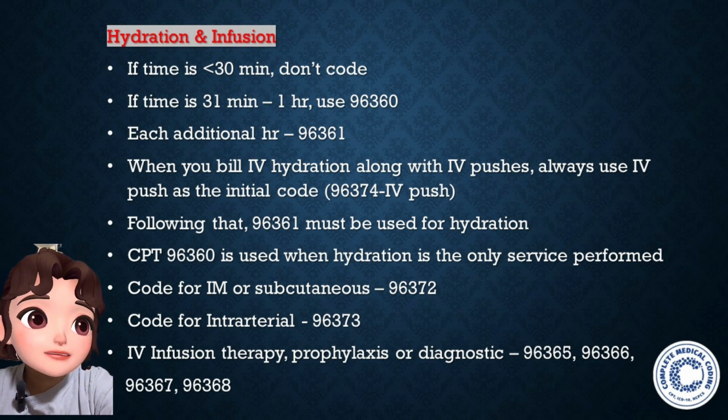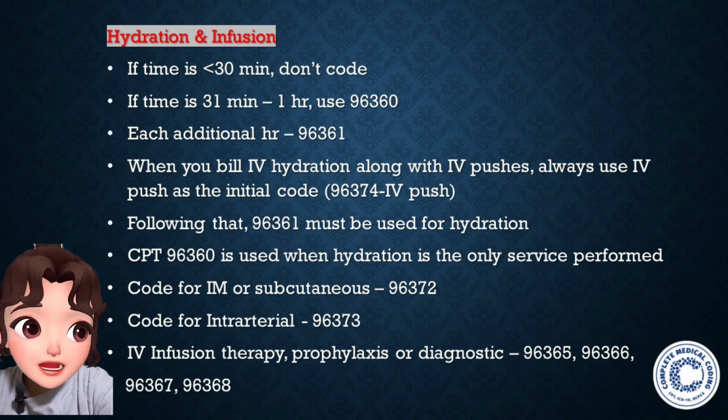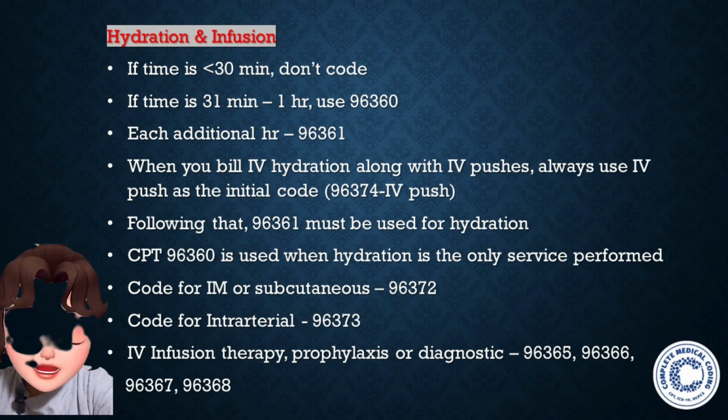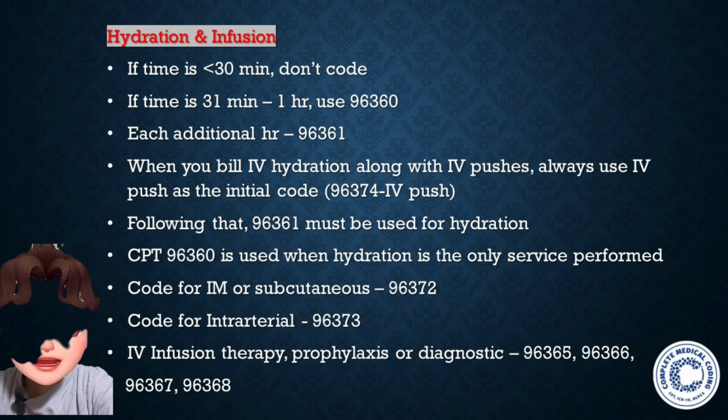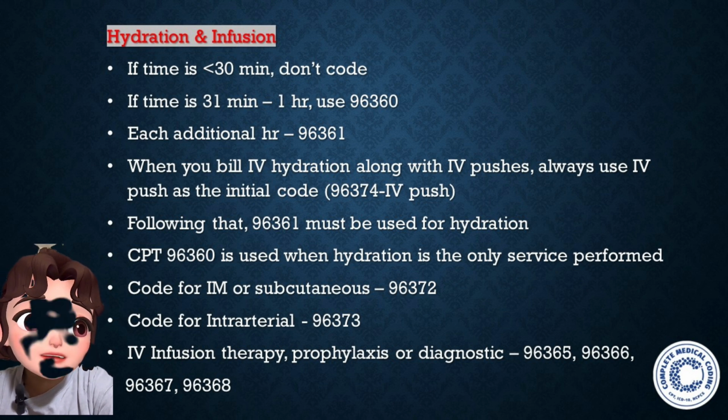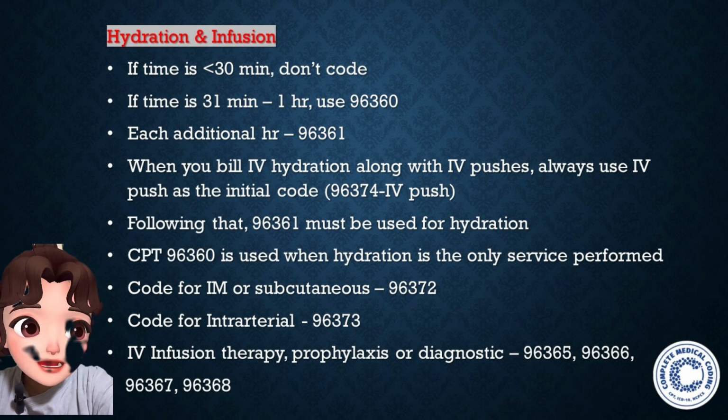When you bill IV hydration along with IV pushes, IV means intravenous, and I have just put the short form. So when you bill intravenous hydration along with intravenous pushes like injection IV pushes, always use IV push as the initial code. Code for IV push is 96374. There are additional add-on codes also for IV push, but this is the initial code. And following that, we need to use 96361 for the hydration.